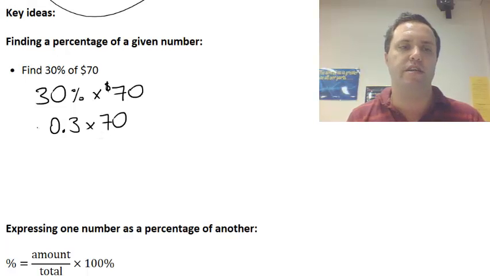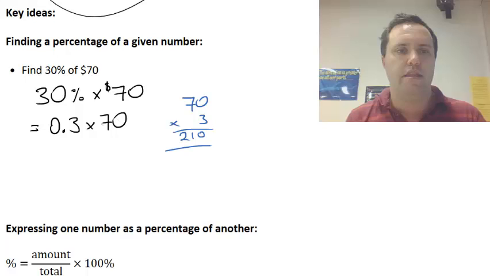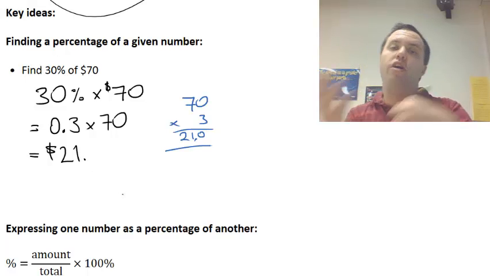Once you've got it reduced to that level, you know how to do this. 70 times 3: 3 sevens are 21, with the 2 in the tens, and so you have 210. There was one decimal point there, so it's 21. That means that 0.3 of $70 is $21. That's how you find a percentage of some given number.